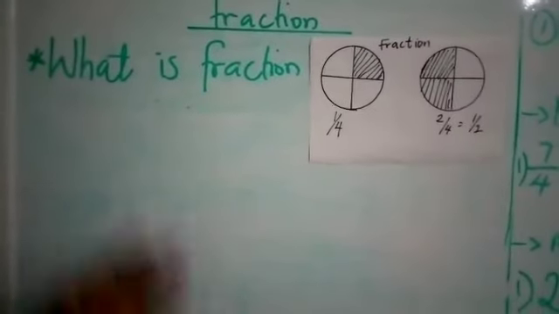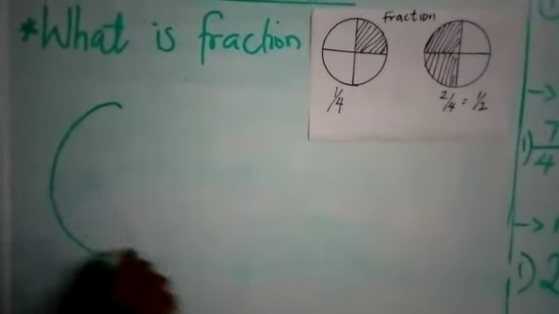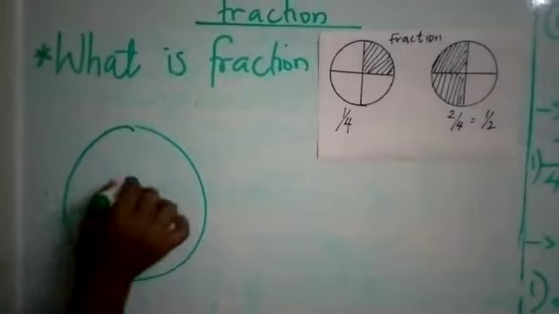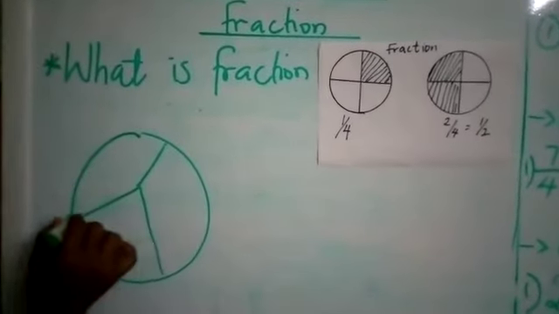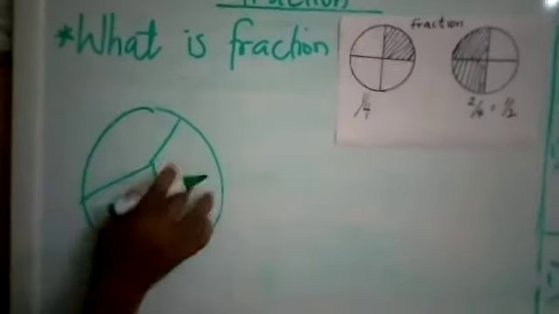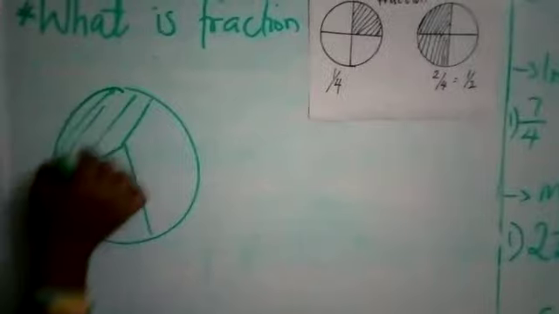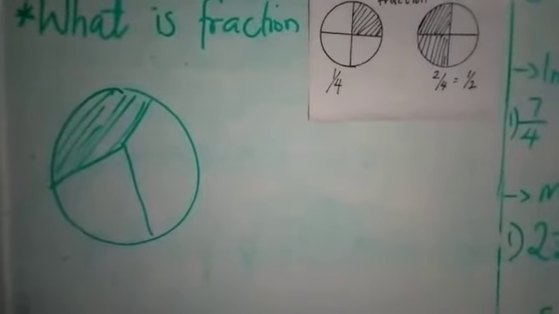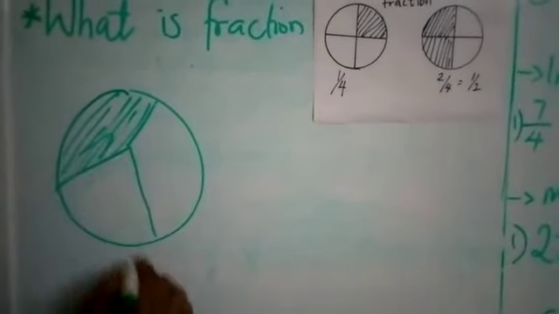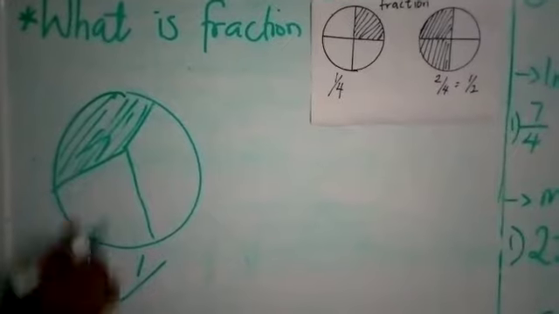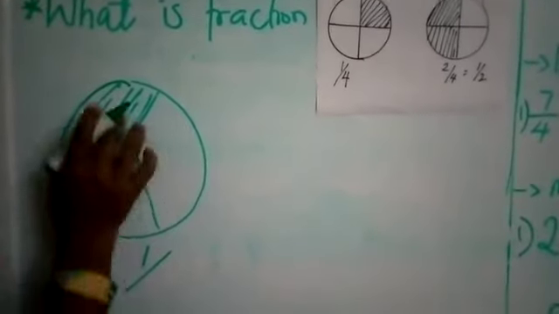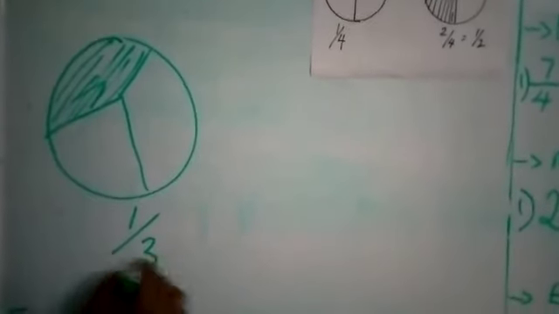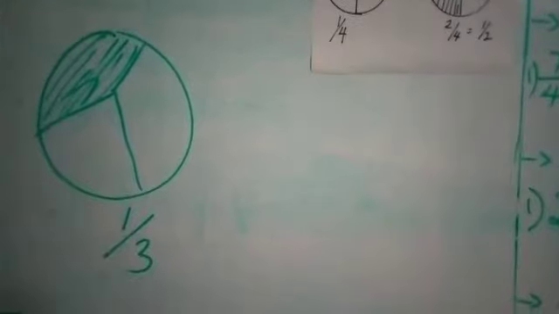We said the fraction is a part of a whole. We can decide to break it into 3: 1, 2, 3, and we shade just a part. This is going to be 1. The part that is shaded is 1. And then how many sides did I divide it into? 3.